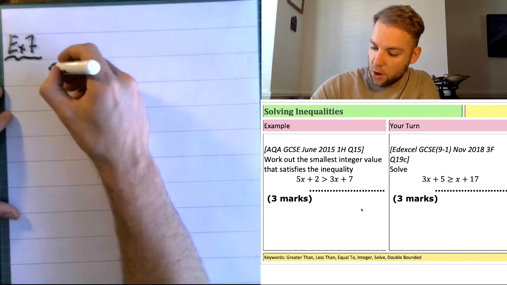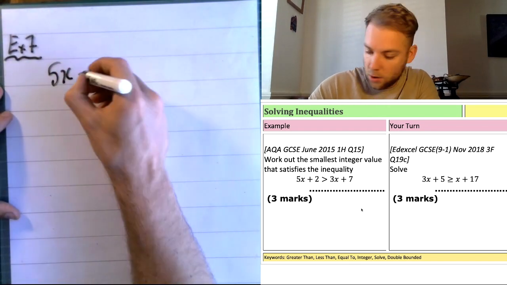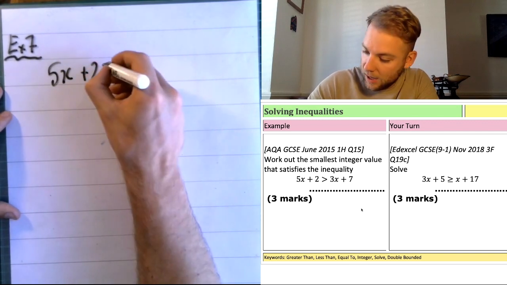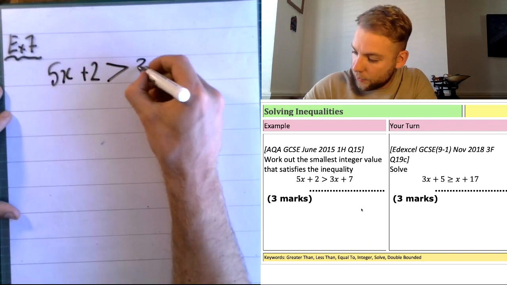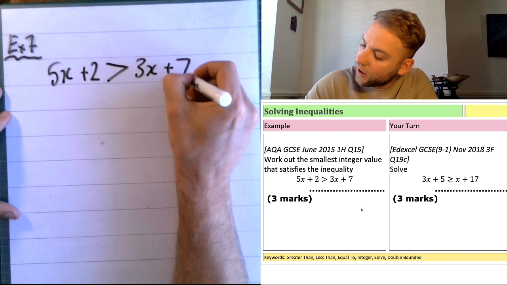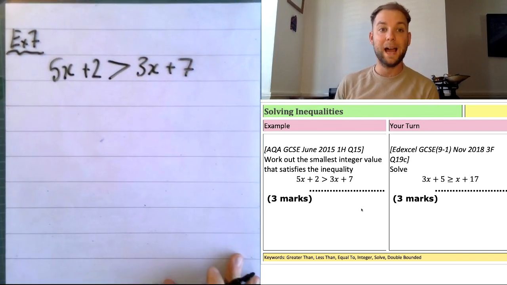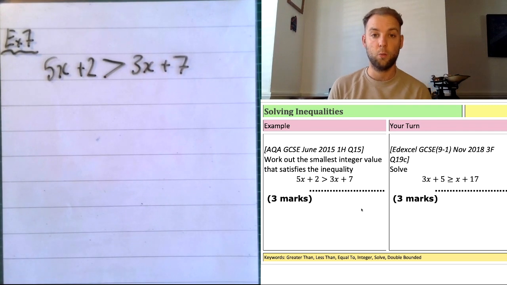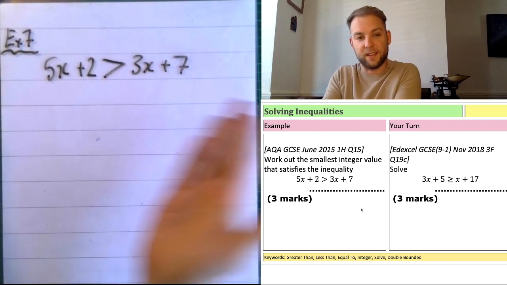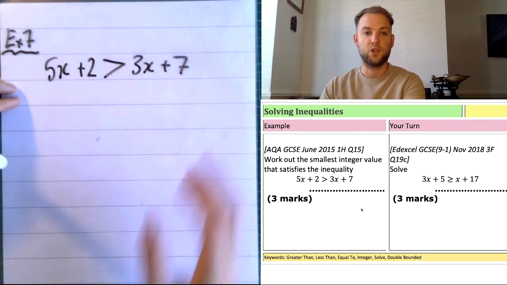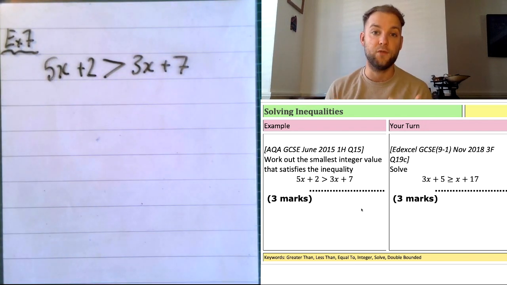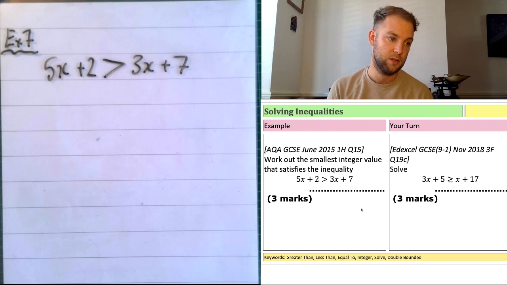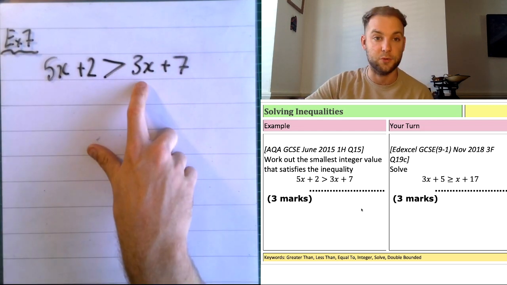Okay, so 5x plus 2 is greater than 3x plus 7. When I'm solving an equation with unknowns on both sides, the trick is to always get rid of the smallest unknown first. And the smallest unknown in this case is this 3.